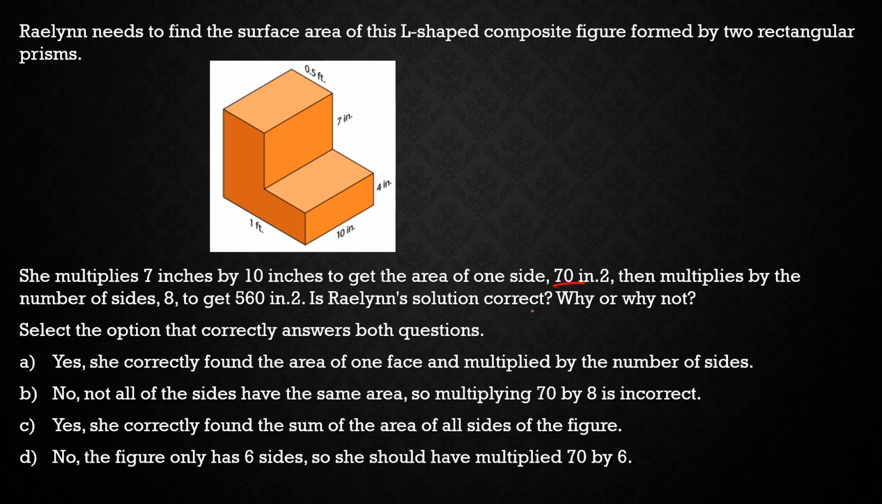Is Raylan's solution correct? Okay, well, right off the bat, I'm going to say no, because if I look at this figure, I know that there might be 8 sides, but they're not all the same, right? They all have different lengths, not to mention that there's also different units. So no, Raylan did not do this correctly, because not every side is going to have the same area, right? I can clearly see that this side here is going to have a smaller area than this side here. So multiplying 70 by 8 is incorrect.